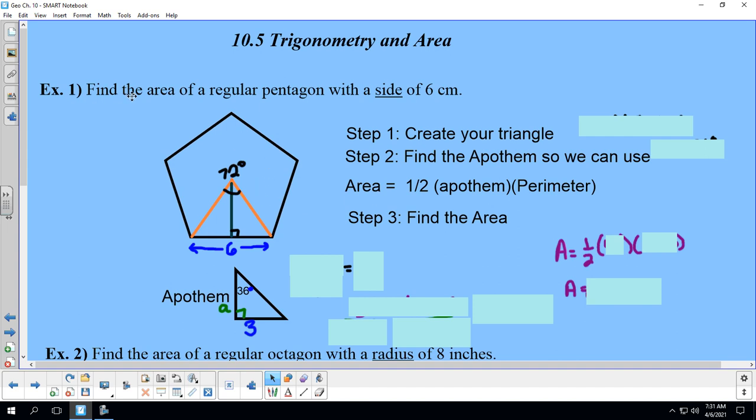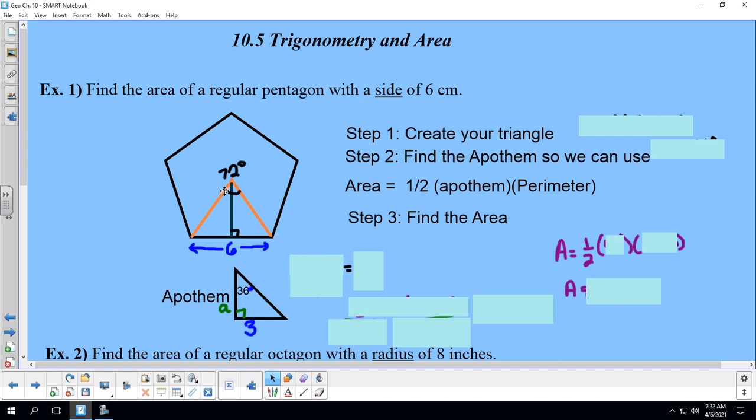So here we have a regular pentagon, and it has a side of 6. So go ahead and draw your pentagon. The side is 6, so go ahead and put that in. We're going to use a 3-step process. Step number 1 is to create your triangle. So we're going to start at the center of our shape, go from radius to the very next radius. And remember, the radius of a shape is from its center to a vertex.